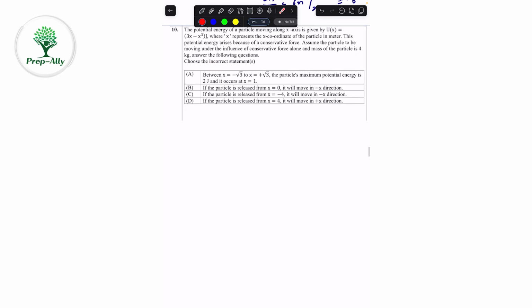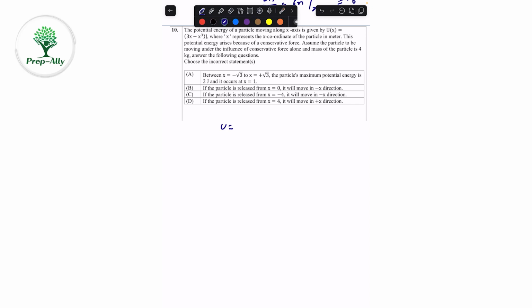We are going to solve the 10th question of the PYQ exam. In this question it is saying the potential energy of a particle moving along the x-axis is given by U is equal to 3x minus x cube, where x represents the x coordinate of the particle in meters. This potential energy arises because of a conservative force. Assume that the particle is moving under the influence of a conservative force alone. The mass of the particle is 4 kg. We have to choose the incorrect statement. So let's go with this.